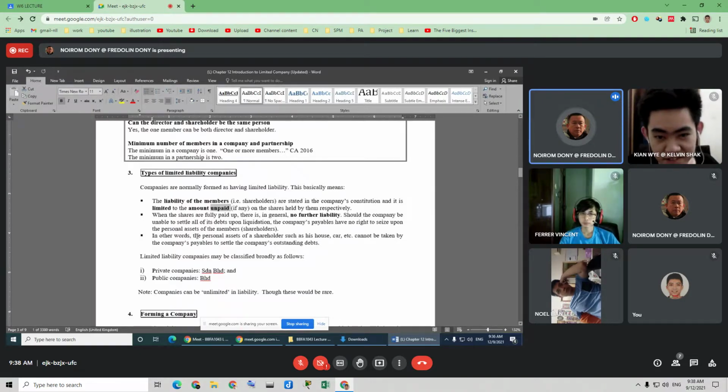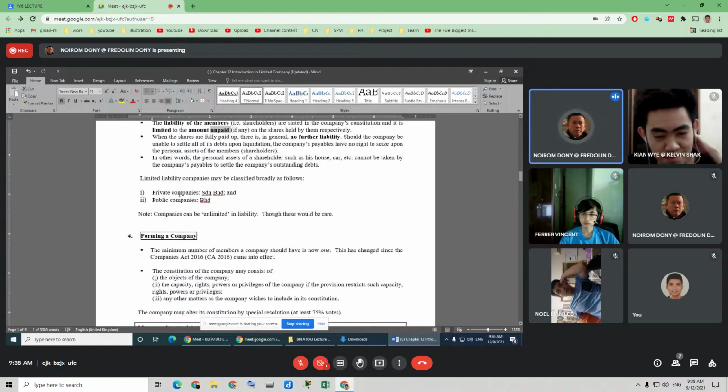In other words, the personal assets of a shareholder, such as his house, car, etc., cannot be taken by the company's payables to settle the company's outstanding debts. So we have two types. How do we know it's private? You always look at the ending of the company name, Sendirian Berhad. If it's Berhad, then it's a public company. Companies can also have unlimited liability, but this is very rare. I have not seen any yet, but it's possible.